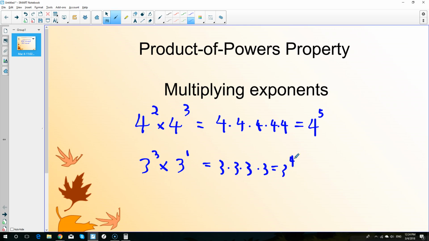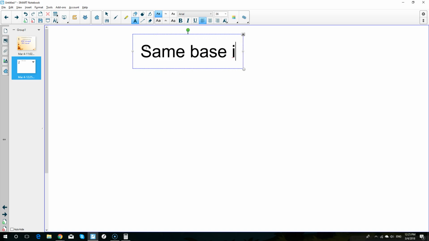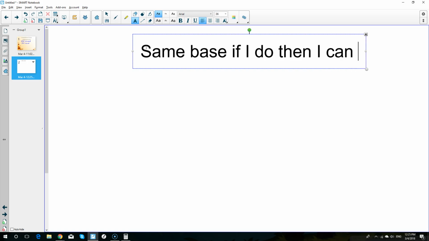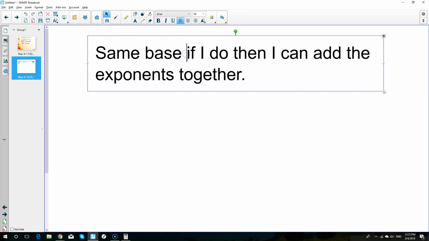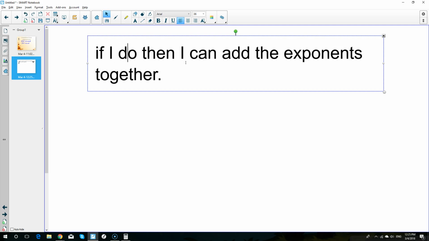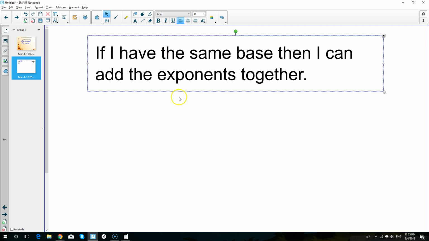So the product of powers property is basically saying that if I have the same base, and the criteria is you've got to have the same base, so you always have to check: do I have the same base? If I do, then I can add the exponents together.